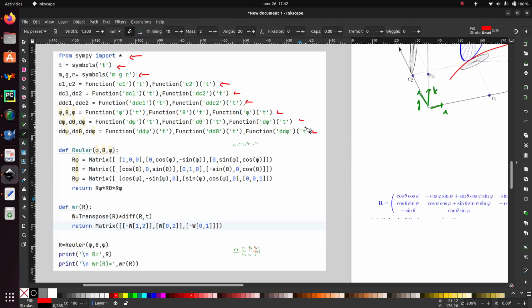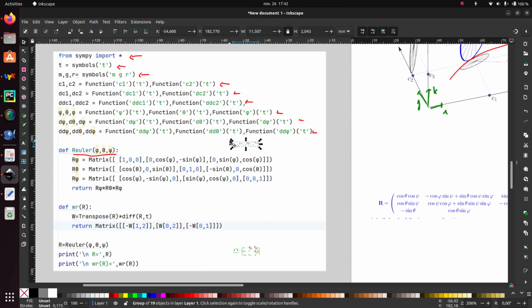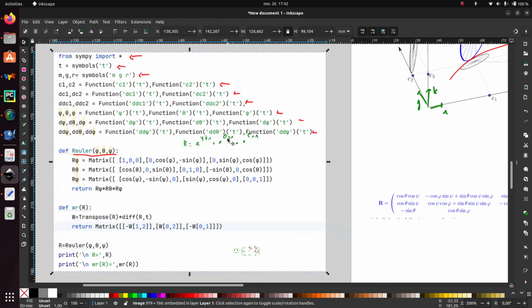As I explained previously, I have to build the Euler matrix associated with phi, theta, and psi. I recall this formula. The first line corresponds to the exponential on the right, and the last line the exponential on the left, and I multiply the three of them.